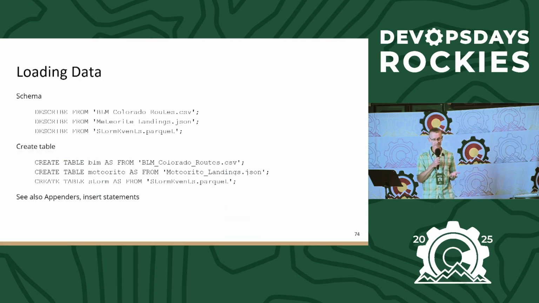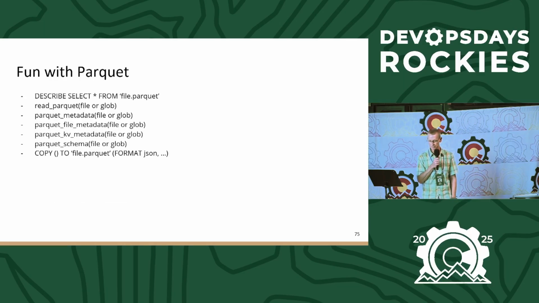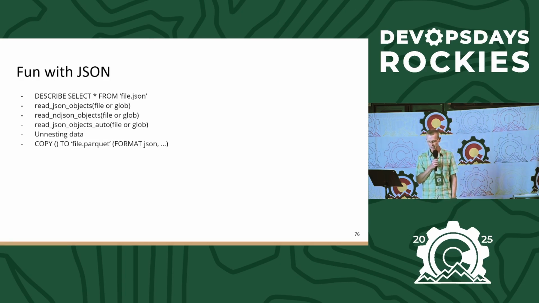So if you want to load some data into DuckDB or interrogate it, you can do a describe object here. So notice I'm doing CSV, JSON, and Parquet. If I want to create tables from that, same sort of command, just create table referencing those files directly. So if we're dealing with Parquet files, which is what I was doing a lot with, you can do a describe select, get a whole definition of what that Parquet is. You can read the Parquet file metadata, the key values, get the schema, and you can take a table or a query and write it out to a Parquet file directly.